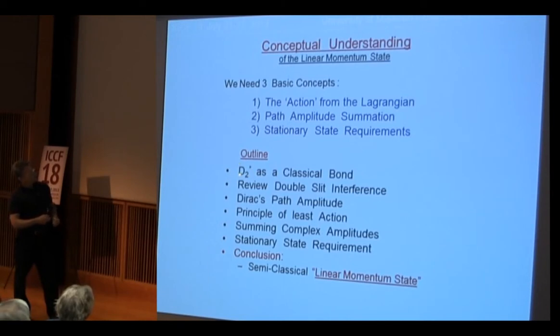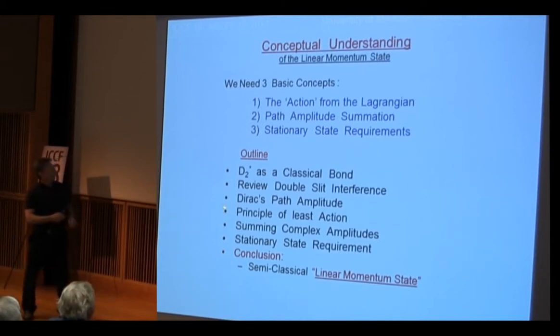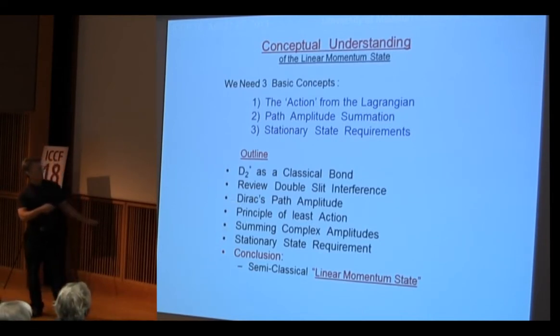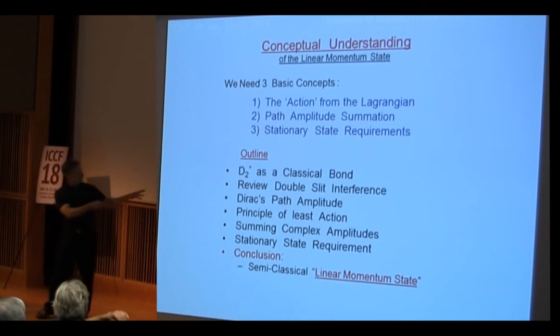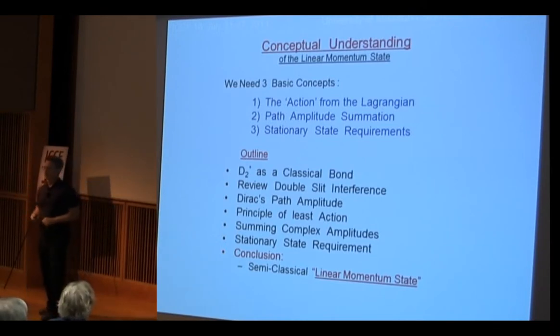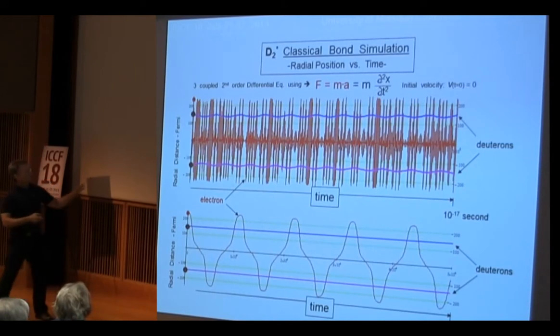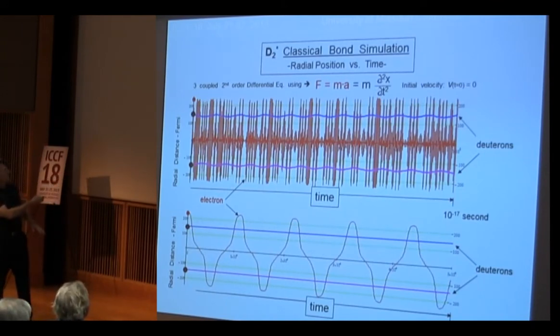I'll show you what I call the D2 star. That's my name for this linear momentum state, and it's a classical bond, and we're going to need that. We're going to review the double slit interference, which you've all seen before. I'm going to introduce Dirac's path amplitude and the principle of least action. We'll have some examples, some complex amplitudes, to show you how Feynman explains this. And we'll show you the stationary state requirements, and the conclusion will be that there's a semi-classical linear momentum state.